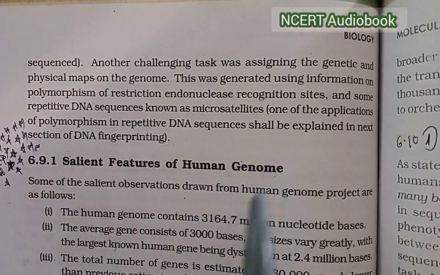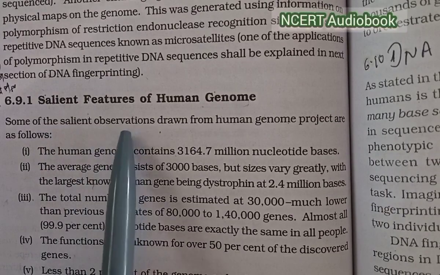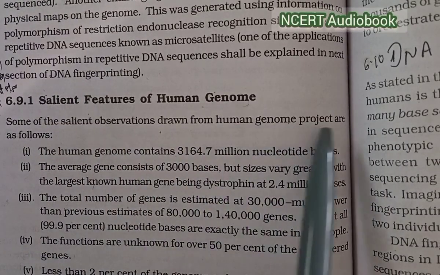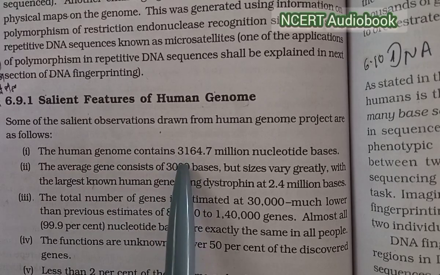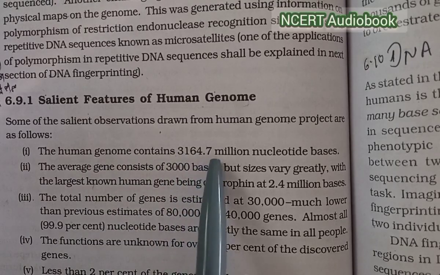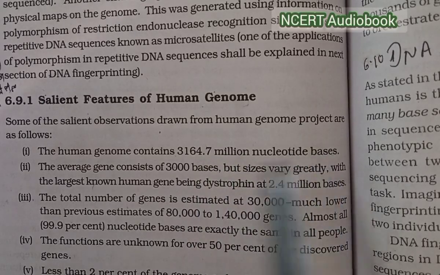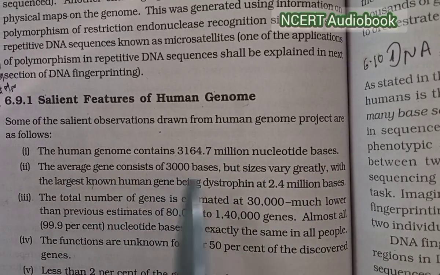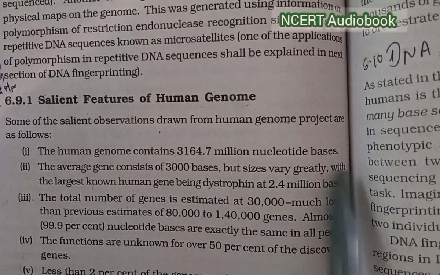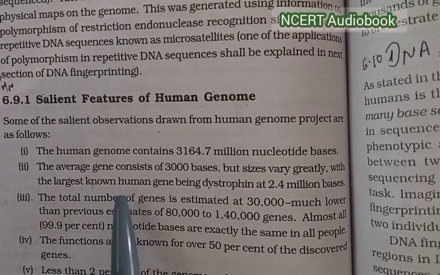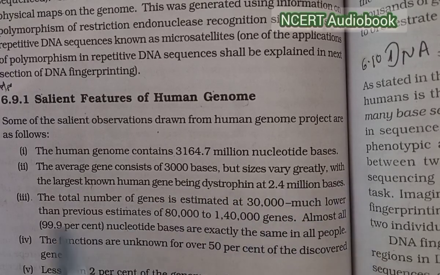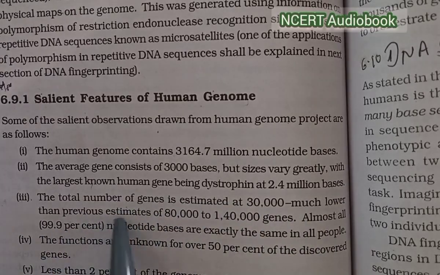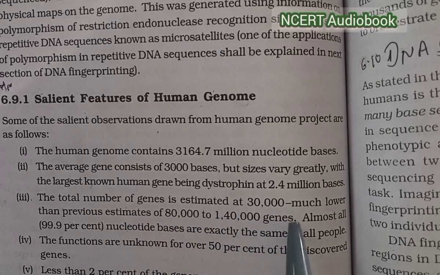Salient features of the human genome. Some of the salient observations drawn from the Human Genome Project are as follows. The human genome contains 164.7 billion nucleotide bases. The average gene consists of 3000 bases, but size varies greatly, with the largest known human gene being dystrophin at 2.4 million bases. The total number of genes is estimated at 30,000, much lower than the previous estimate of 80,000 to 140,000 genes.